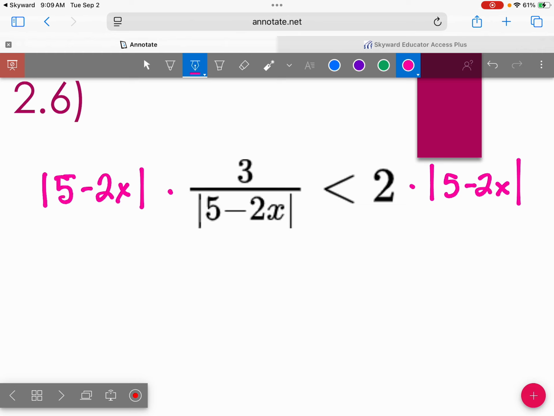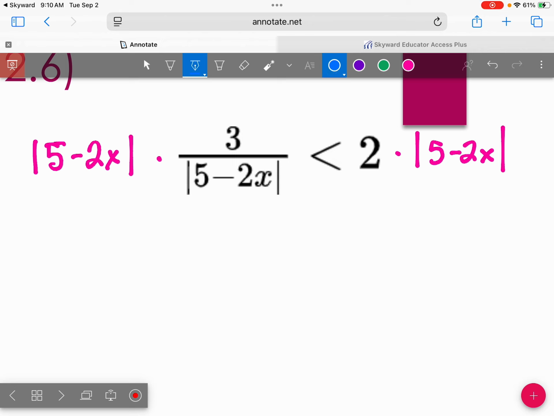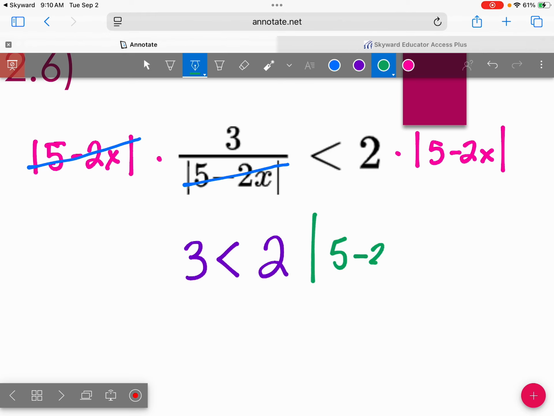Now we want to try to avoid doing this as much as we can, but it's really the only way to deal with this guy. We want to try really hard not to be moving the absolute values, but this guy's just unpleasant. Because when we multiply by this absolute value, that guy cancels out. And we're going to have our 3 is less than 2 times the absolute value of 5 minus 2x. This is way less ugly to deal with. This we can do. It's not pleasant, but we can do it.